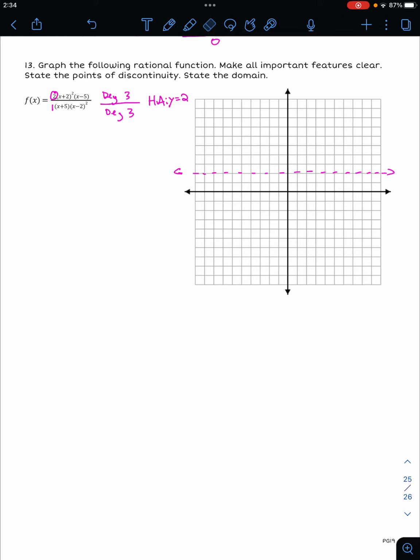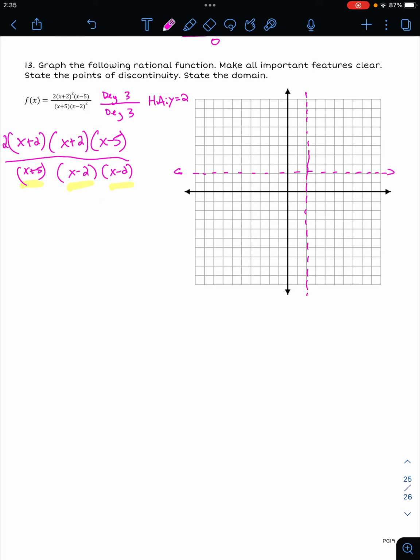Great. Looking for common factors in the numerator and denominator, I don't see any. In the numerator, we have x plus 2, x plus 2, I should keep that 2 there, x minus 5, compared to the denominator, which has x plus 5, x minus 2, x minus 2. Okay, so seeing as there's no common factors, each of these corresponds to a vertical asymptote. Doubling up on a vertical asymptote doesn't really do anything. So we'll have a vertical asymptote at x is equal to 2 and at x equals negative 5.